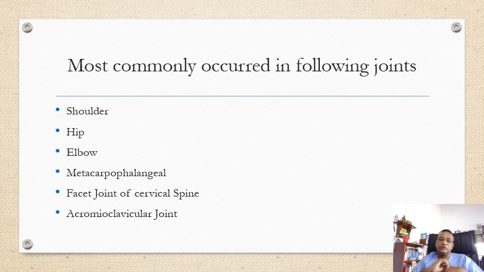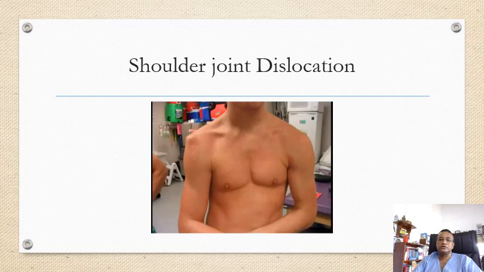Now we are going to discuss each joint. The shoulder is the most commonly dislocated large joint, followed by the elbow, then the hip, metacarpophalangeal joint, facet joints of the cervical spine, and the AC joint, the acromioclavicular joint. So the most commonly dislocated large joint is the shoulder joint. So we will discuss shoulder joint dislocation.